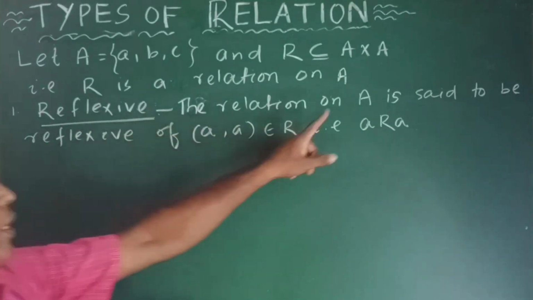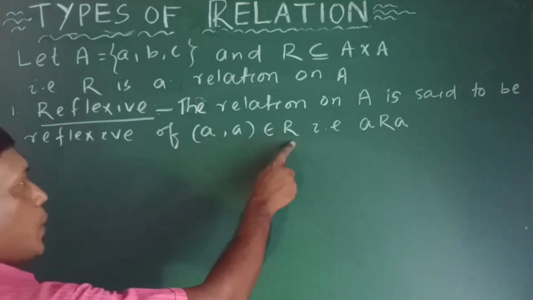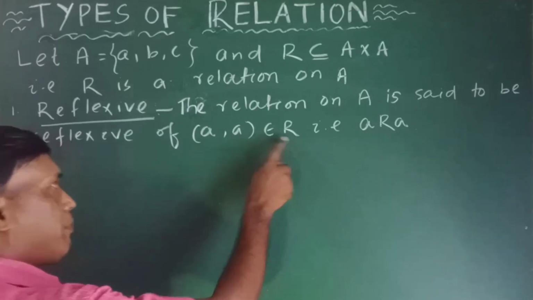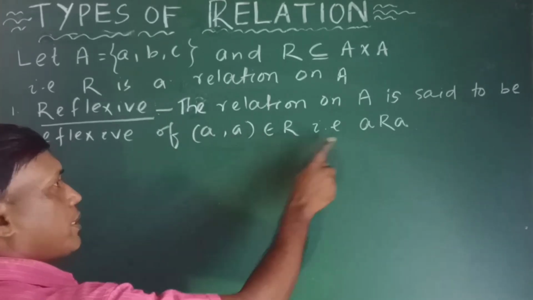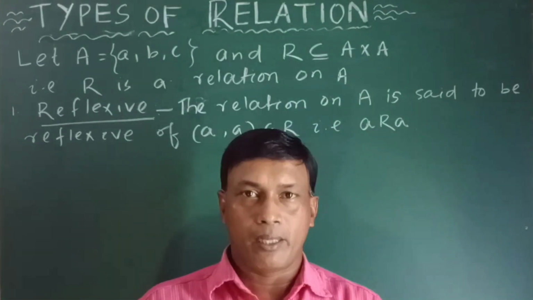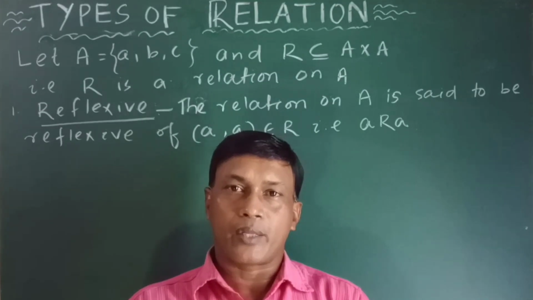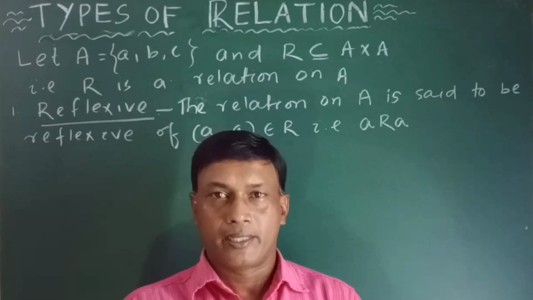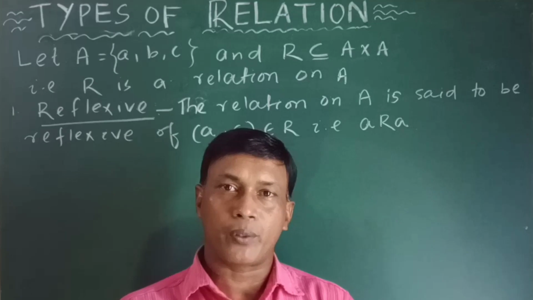Now, reflexive relation. The relation on A is said to be reflexive if (a, a) belongs to R. (a, a) belongs to R means this ordered pair is present in R. That means a is related with a. So, the relation will be reflexive if every element is related with itself: a is related with a, b is related with b. This is the reflexive relation, that means the relation of one element with itself.